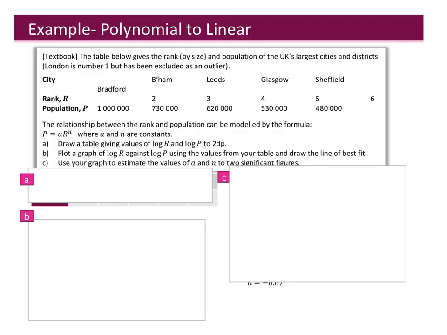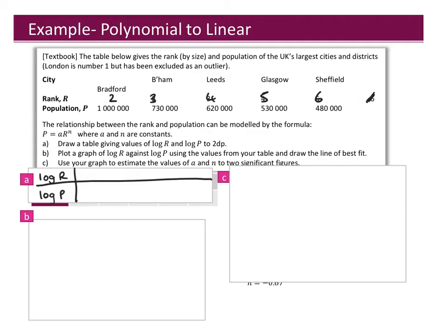So, draw a table giving the values of log R and log P to 2 decimal places. Actually, this part is fairly simple. Something happened with the table, but this is supposed to be 2, 3, 4, 5, 6. Sorry, there's a mess-up in the configuration. So we just want to find out what log of r is, and what log p is to 2 decimal places.